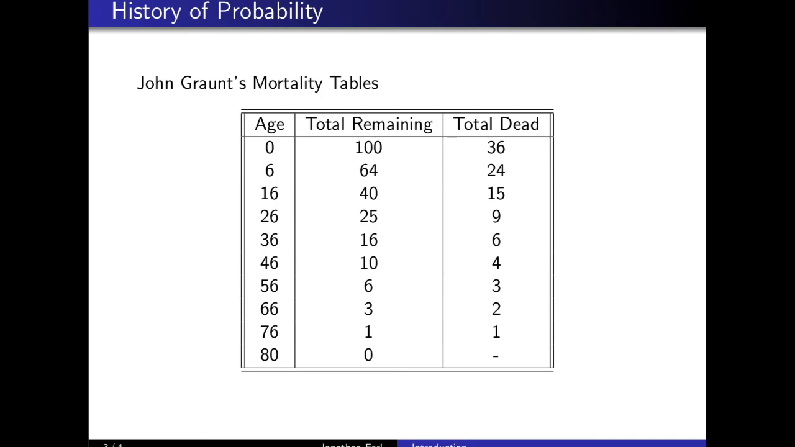And then from there you have 64 6-year-olds, and 40 of them would get to the age of 16, so about two-thirds again. Still not great. And then of the 40 16-year-olds, 25 would get to 26, and so on down the list. For this, Graunt is considered the father of demography, the practice of writing statistics about populations.